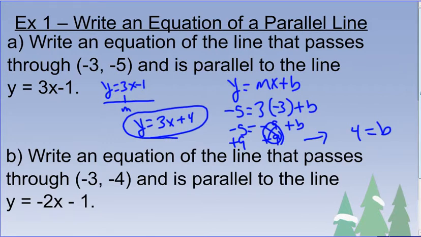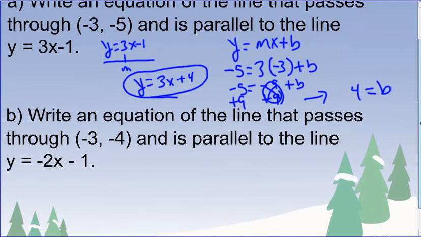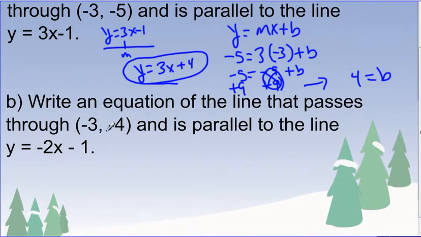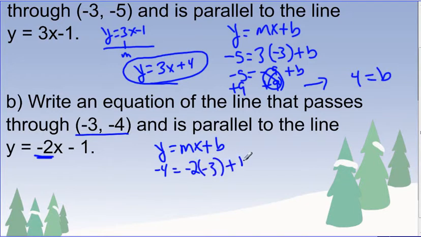Okay? Letter B. Write an equation of the line that passes through that point and parallel to that line. So again, this is going to be the slope of our new line. Because they're parallel, they have the same slope. And this point. So y equals mx plus b. Y value is negative 4. Slope is negative 2 from here. X value is negative 3. And I do not know the intercept.